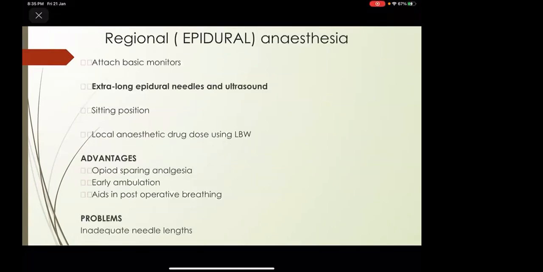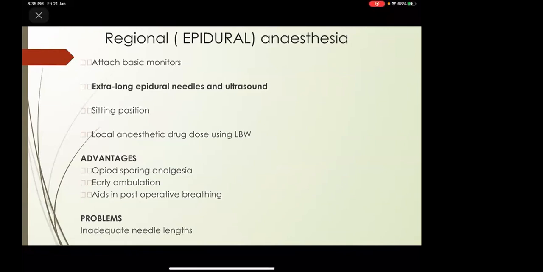I'll plan an epidural anesthesia for intra-op and post-op analgesia. I'll attach the basic monitors and use extra long epidural needles and sonography if it's available, and do the epidural technique in a sitting position. Local anesthetic drug dose I'll use is according to the lean body weight. Now the advantages of regional are, it is an opioid sparing technique. It will help in early ambulation post-operatively as a prophylaxis for venous thromboembolism, and it will aid in better intra-op and post-op breathing.